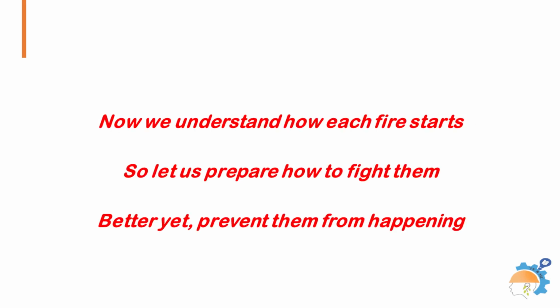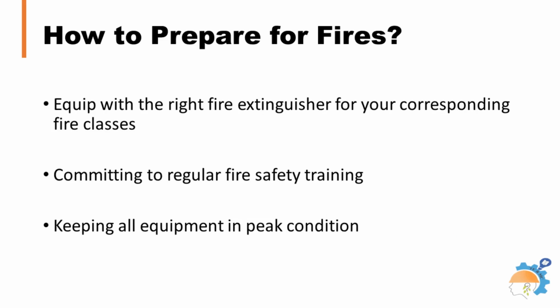Now that we understand how each fire starts, we can prepare for how to fight them, or better yet, prevent them from happening in the first place. There are 3 main aspects that must be covered to keep you equipped with resources to fight fires and stay safe during any untoward event. These are flashed on the screen. If you can maintain each of these, you should be able to react appropriately in a fire emergency, no matter what class of fire you face.